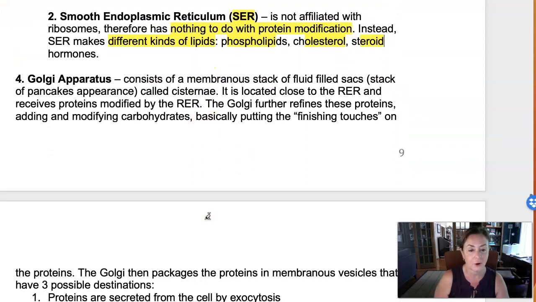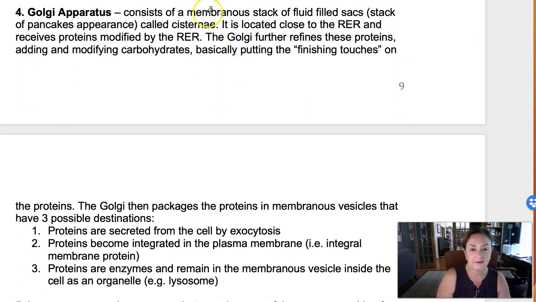Just going back to the notes, the Golgi is the membranous stack of fluid-filled sacs called the cisternae. It's close to the RER, and what it does is it receives proteins from the RER, and then it further refines those proteins. It can do that by adding or changing sugars. The way I think of it, like I said, is putting the finishing touches, because when the protein leaves the Golgi, it's done. It's not going to go on to another organelle for further refinement. Because these proteins that leave the Golgi apparatus are final, one of three things will happen.